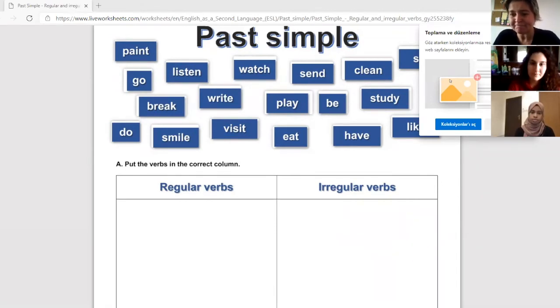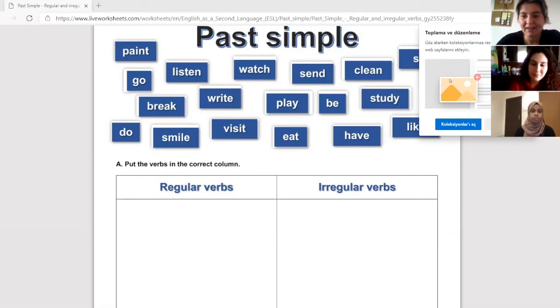Are you ready? Yes. Okay, let's start. And here I prepared for you an exercise with regular and irregular verbs. And then Alicia, would you like to start?